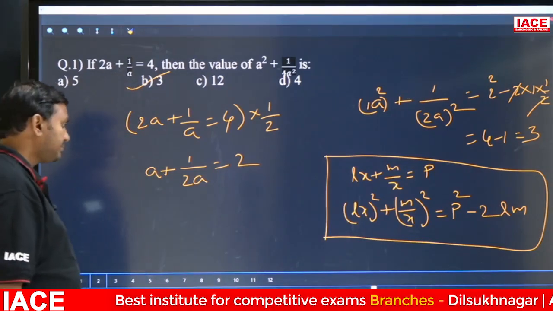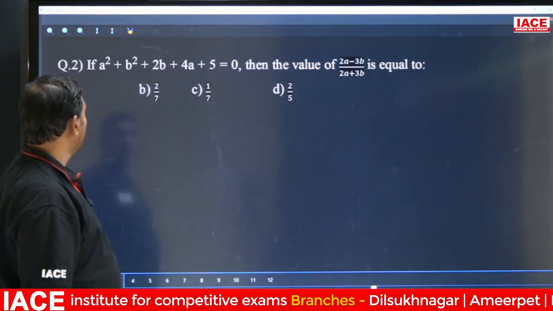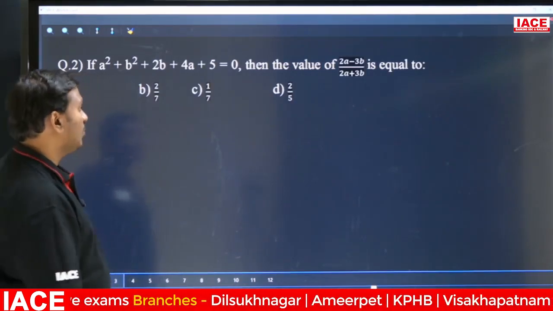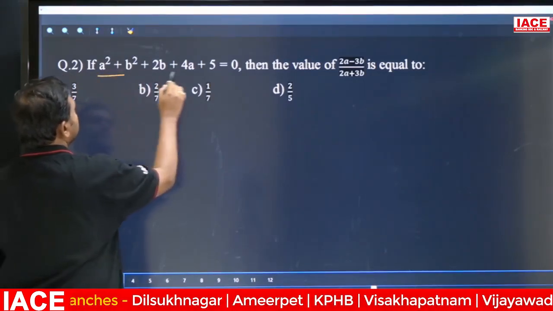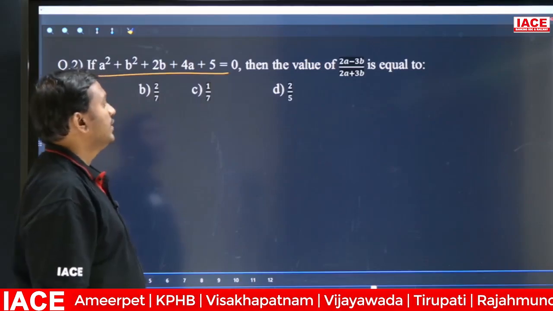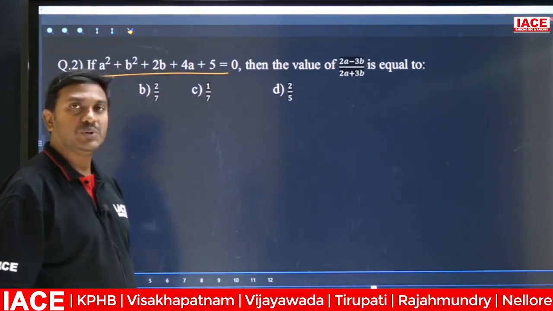Then next one, question number 2. See, question number 2, again an algebra question. What is given? A square plus b square plus 2ab plus 4a plus 5 equal to 0. Then find the value of 2a minus 3b by 2a plus 3b.